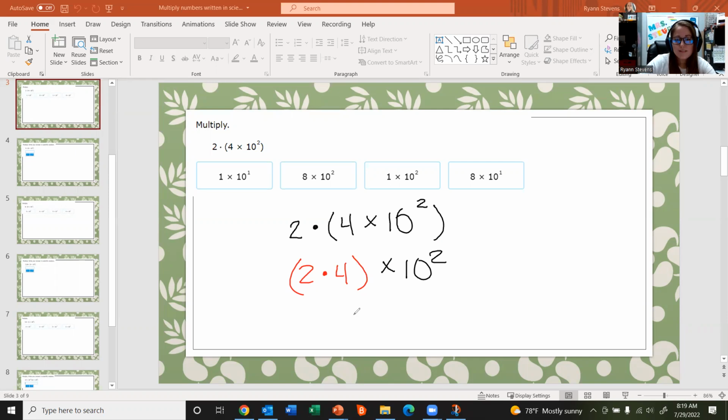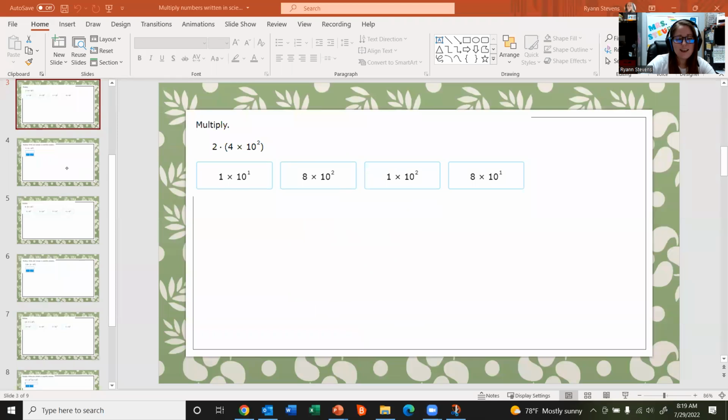2 times 4 will give us 8. And then 8 times 10 to the 2nd power. So we would say that our answer is going to be this one right here. We do want to also make sure, double check, make sure that this number is greater than 1, but has to be less than 10 in order for it to be written in scientific notation.